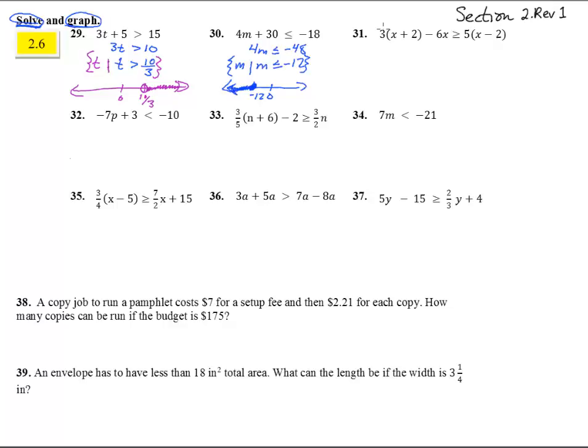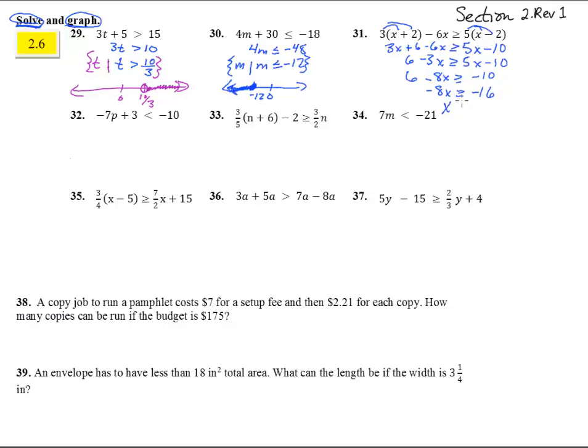Number 31. Let's get rid of all these parentheses. 3x plus 6 minus 6x greater than or equal to 5x minus 10. So this is really 6 minus 3x bigger than or equal to 5x minus 10. I'm going to subtract the 5x over here, so we get a negative 8x. 6 minus 8x greater than or equal to negative 10. And then take that 6, subtract 6 over there, so we get negative 8x greater than or equal to negative 16. Divide both sides by a negative 8, and we get x.